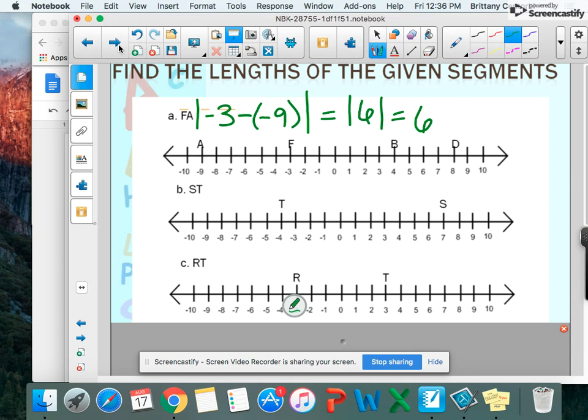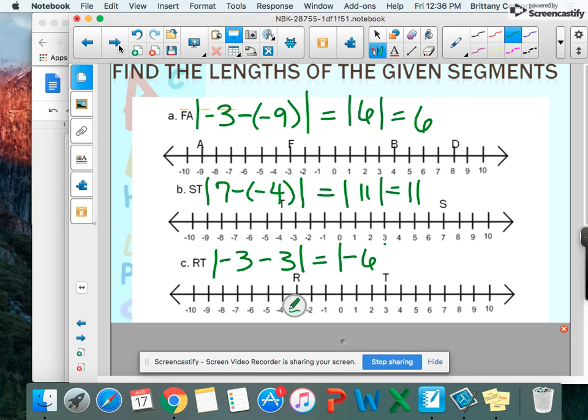So for ST, same thing. We're going to do 7 minus -4, and that's going to give us 11. And then lastly, we have RT, which is going to be -3 minus 3, which turns out to be -6, but since we're taking the absolute value and distance cannot be negative, it becomes a +6.